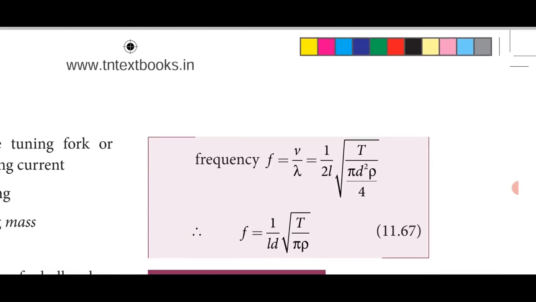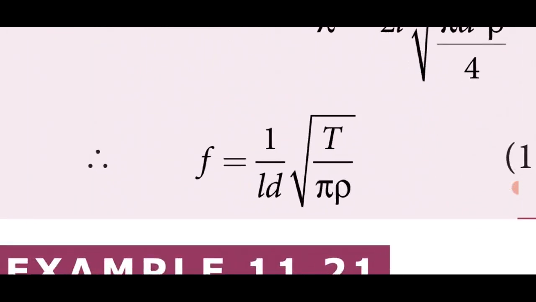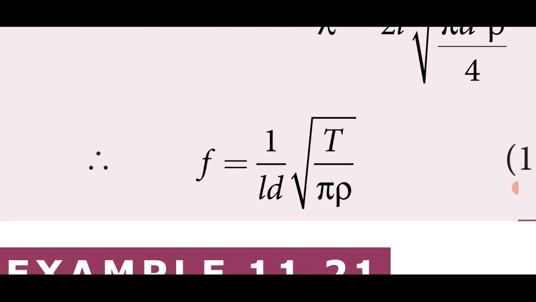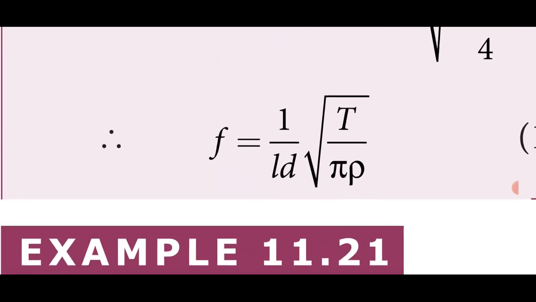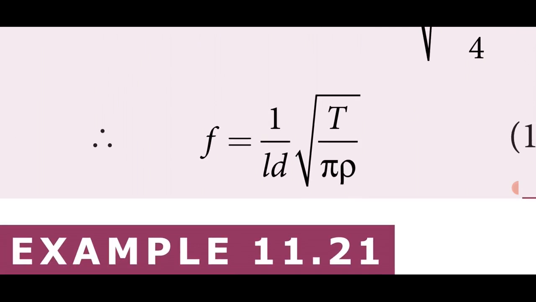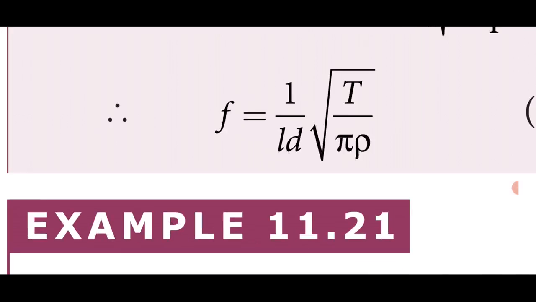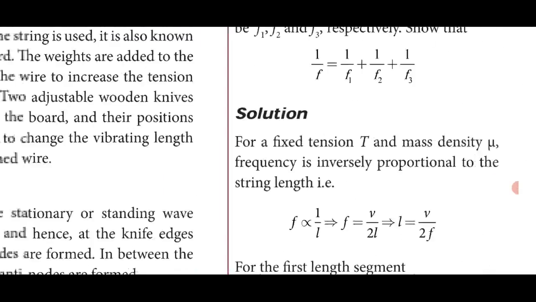And frequency, we know, is v by lambda. So we substitute the value of v, and we get f = (1/2L) root of (T / (pi d squared rho by 4)). Finally we get the frequency as 1 by L d, root of T by pi rho, where T is the tension, and rho is the density. So this is the frequency of whichever string we are using, the sound-producing frequency. So these are all the things for the sonometer.